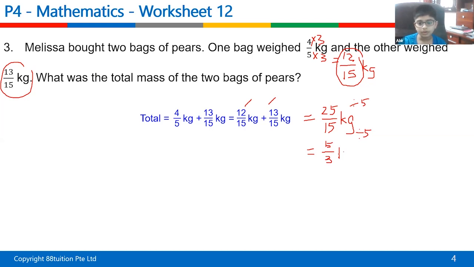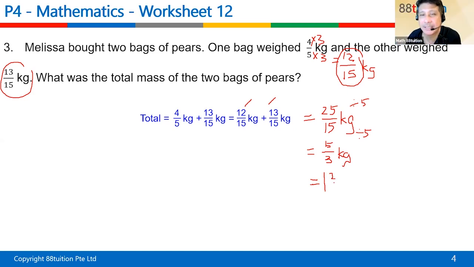3 out of 3 is 1 whole. And 2 out of 3. Very good. So we get 1 whole and another 2/3 kilograms. Well done. I think so far you are doing very well. All 3 questions you are able to solve without any problems. So let's move on to question 4 then.